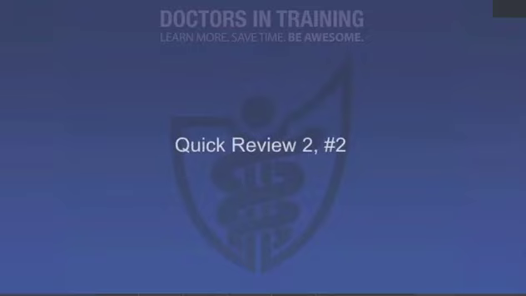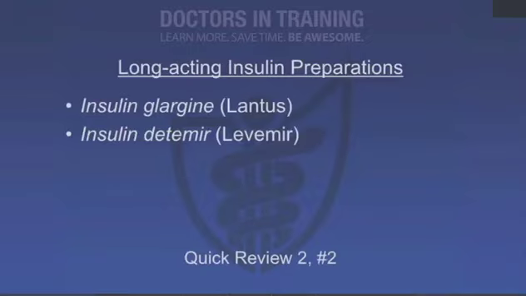Number 2, what are the 2 long-acting insulin preparations? These are insulin glargine and insulin detemir. All right, it's important to identify which of your insulins are short-acting and which are long-acting. So make sure you know these terms and can categorize them appropriately.